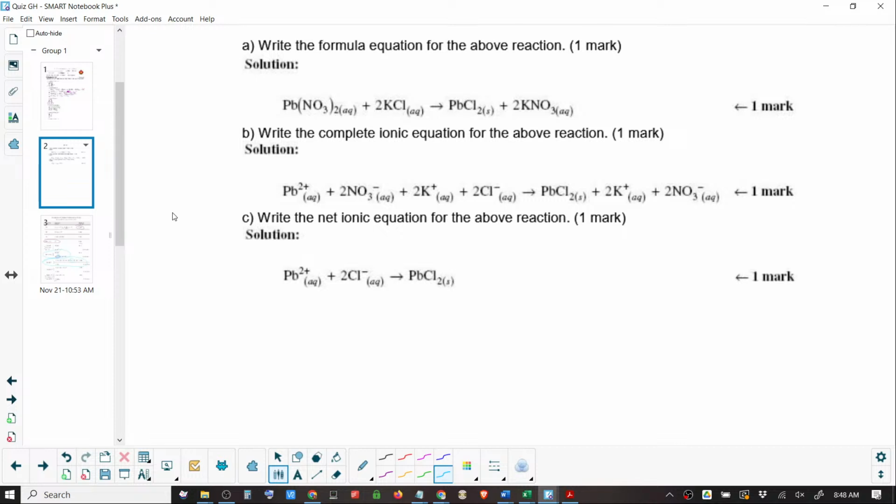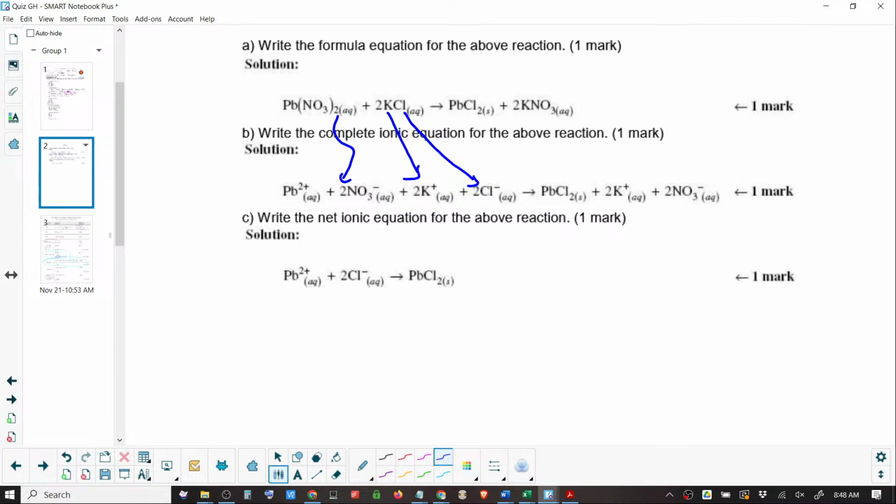Okay, next one, balancing. You do need a 2 in the KNO3 and the 2 in the KCl. And one of the reasons is, again, to carry it through. Whoops. I think I just messed that up. 2 KCl. Where'd my KCl go? There it goes. And then the 2 from there goes to there.